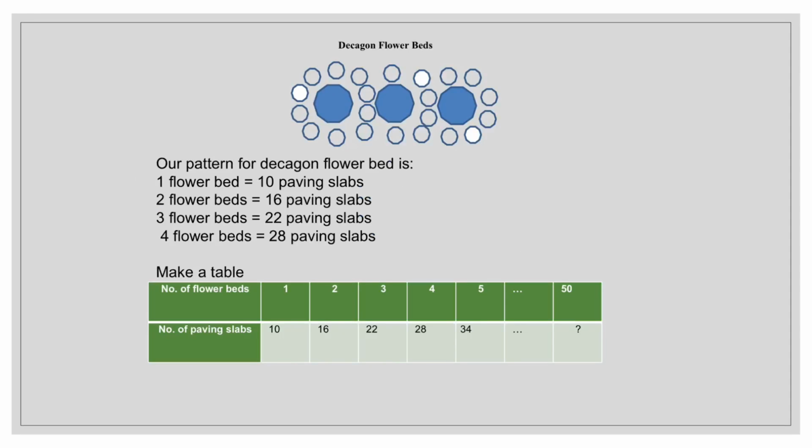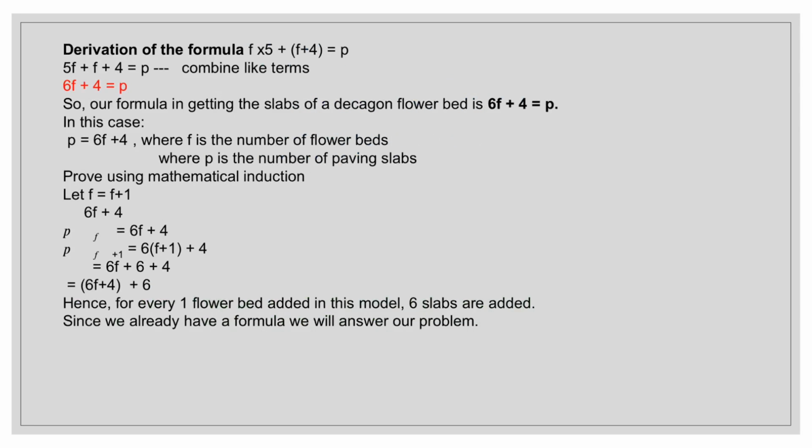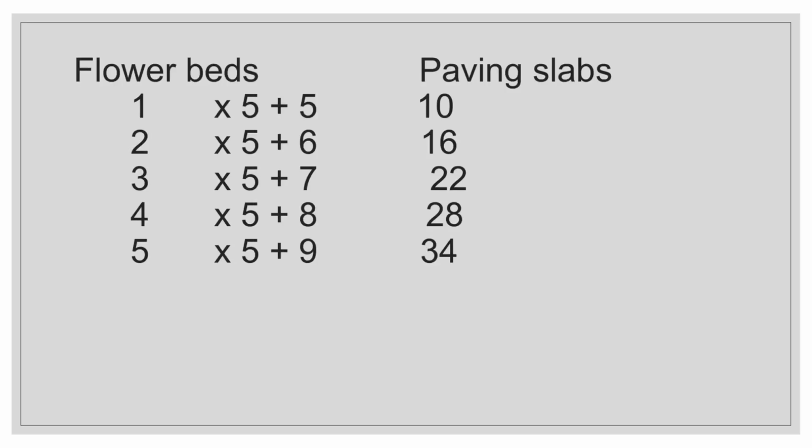So, dito naman tayo sa decagon flower beds. So, our pattern for decagon flower bed is sa isang flower bed, meron tayong 10 paving slabs. At kapag dalawa na yung flower beds natin, may 16 paving slabs na tayo. At kapag 3 na, may 22 paving slabs. At kapag may 4 na flower beds, may 28 paving slabs na tayo. So, dito naman sa decagon flower beds, nag-multiply tayo ng 5 sa lahat ng number of flower beds.